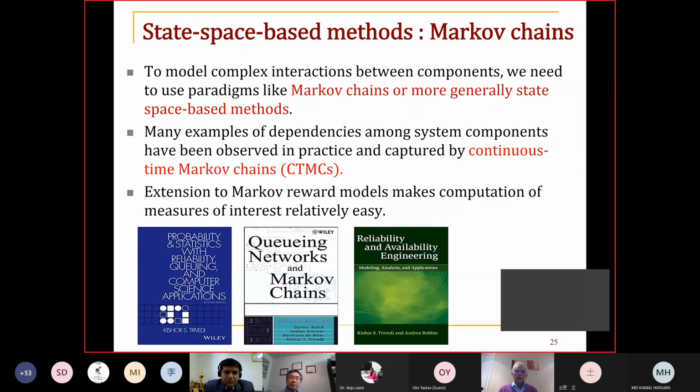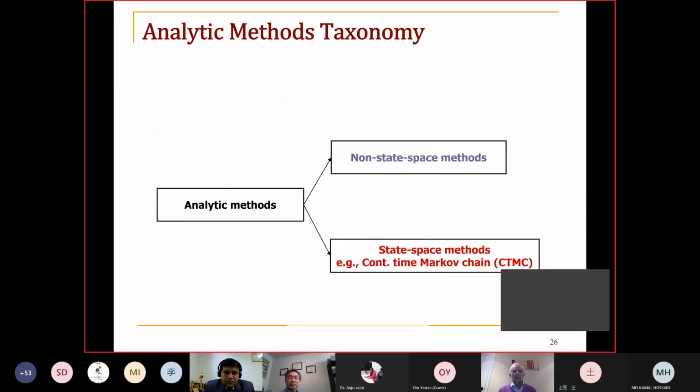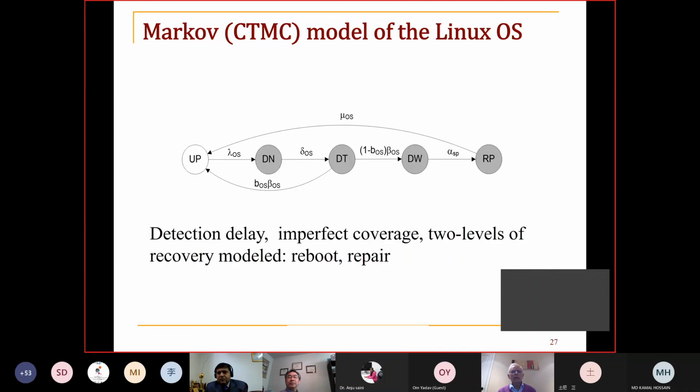So let me give you a couple of practical examples of Markov chains. We are moving from non-state space methods to state space methods, such as continuous time Markov chains. The first example I want to present is a model of the Linux operating system we used at IBM for their BladeCenter.